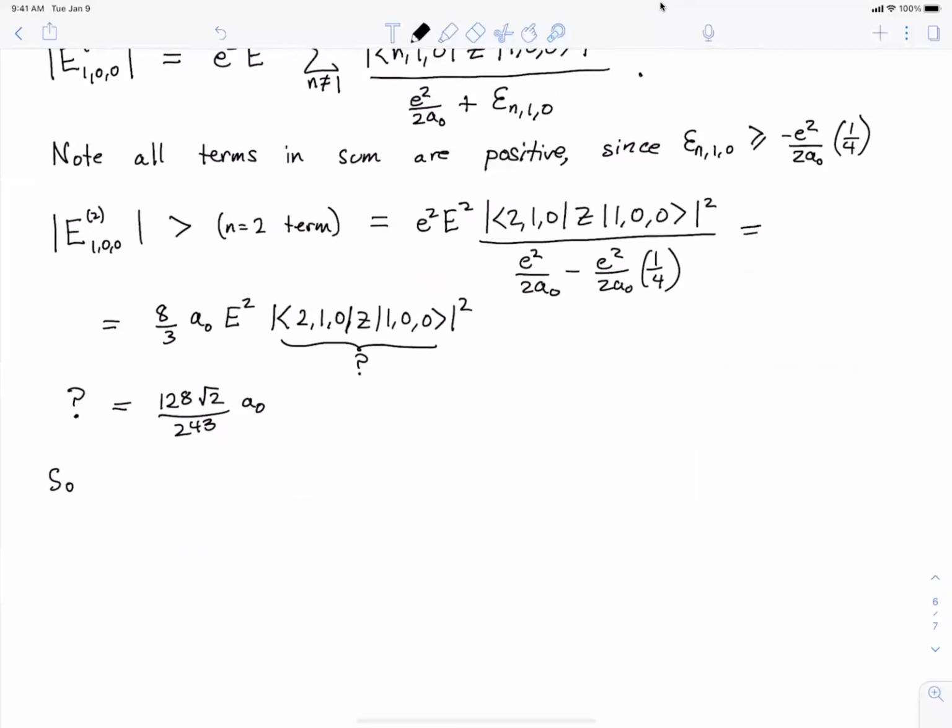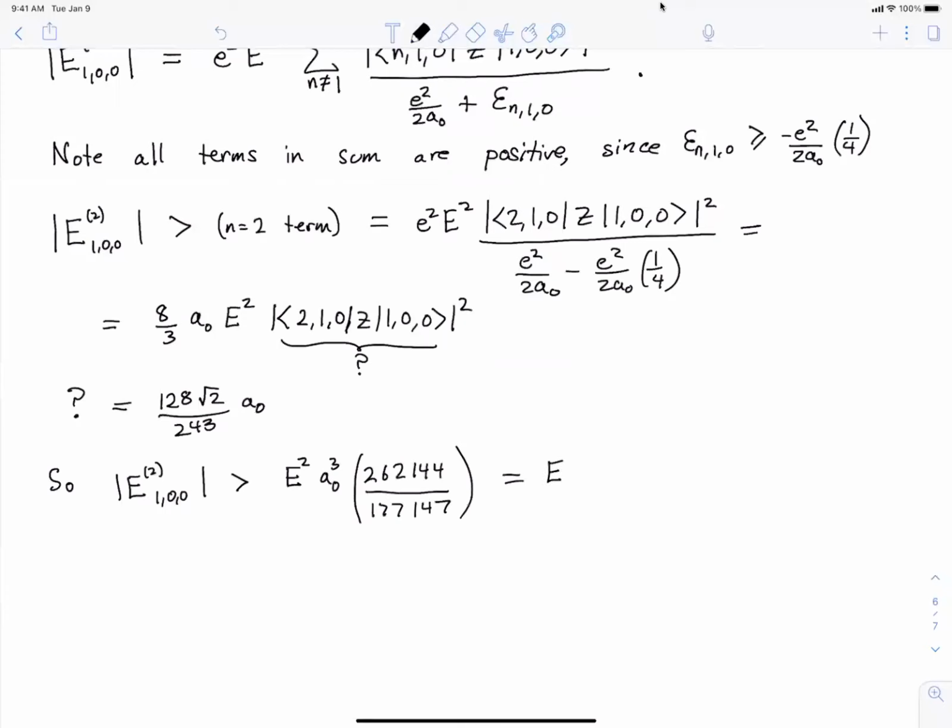That means we have a bound on the energy correction at second order in perturbation theory for the ground state, which is it's got to be greater than the electric field squared, the Bohr radius cubed, times, it turns out when you square 128 square root of 2 over 243 and multiply by 8/3, it's 262,144 over 177,147, which is, and I'm not sure what the deep reason for this is, but it seems like it's always powers of 2 and 3 to ridiculously large numbers. In this case, it's 2 to the 18th power over 3 to the 11th power, which is approximately 1.48. So it's 1.48, the electric field squared times the Bohr radius cubed.